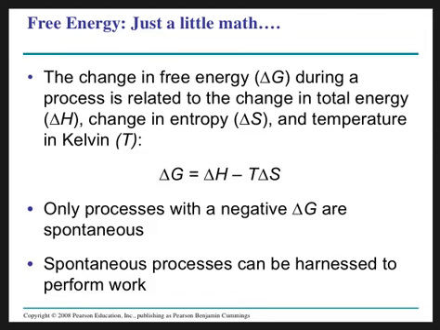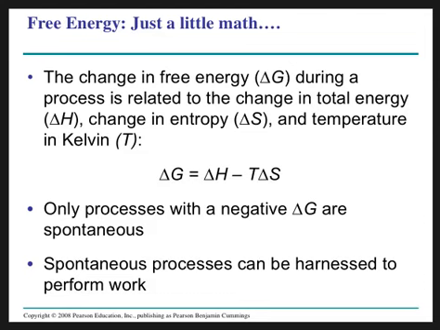Okay, so the change in free energy in a process is related to the change in total energy. So total energy is delta H. Change is delta, H is total energy, minus the temperature, T is temperature in Kelvin, multiplied by delta S. Delta, again, is change, and S is the amount of entropy. So you need to know that equation so that if I give you all but one of those variables, you can tell me what it is. So if I give you delta G, delta H, delta S, you need to be able to tell me the temperature in Kelvin, or vice versa.